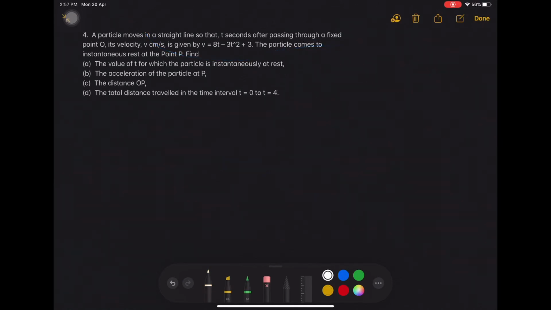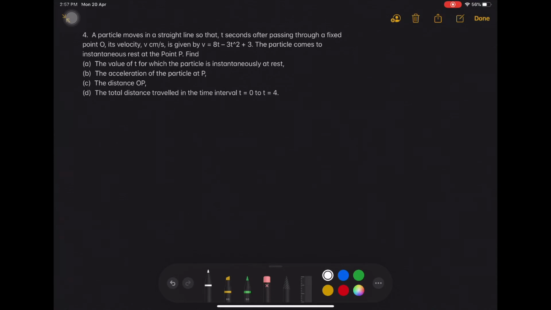Now a particle moves in a straight line so that t seconds after passing through a fixed point O, its velocity is v cm per second. We have the equation for our velocity, and we know that the particle is going to come to an instantaneous rest at point P. We're going to find the time when it's resting momentarily. So to do that, we know that when it's instantaneously at rest, our velocity is 0. So we have the velocity equation. Very nice. We can just use that, set our velocity to 0, and find time.